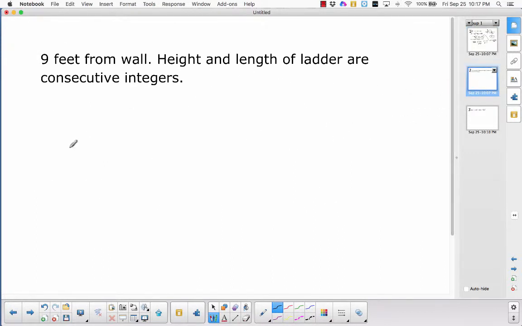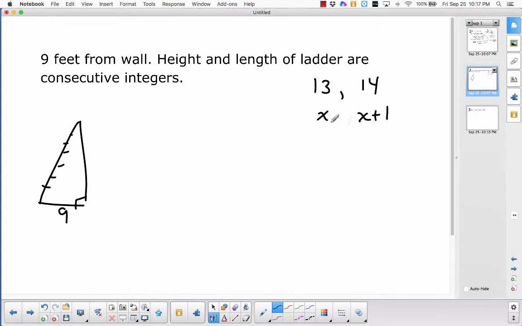Here's another question. I've got a ladder leaning up against a wall. They say the ladder is 9 feet, and the height and the ladder are consecutive integers. So here's the ladder going up the wall. If one of them is, say, 13, the other one's got to be 14. But if I don't know what this one is, maybe I can call it x. If that one's x, then the next one has to be one more than that, or x plus 1.